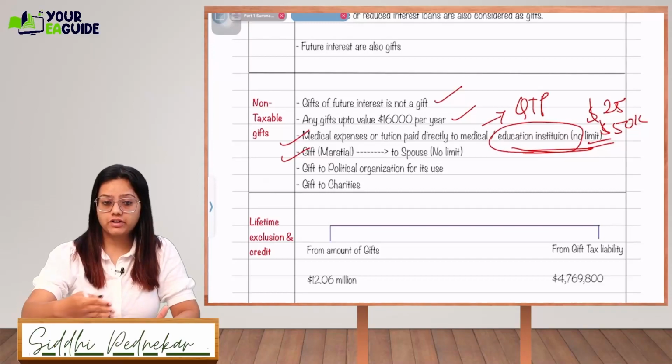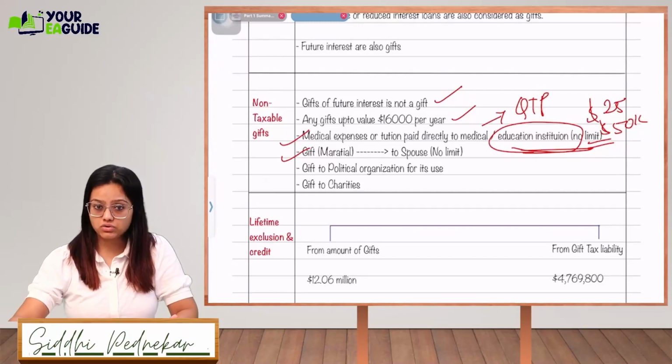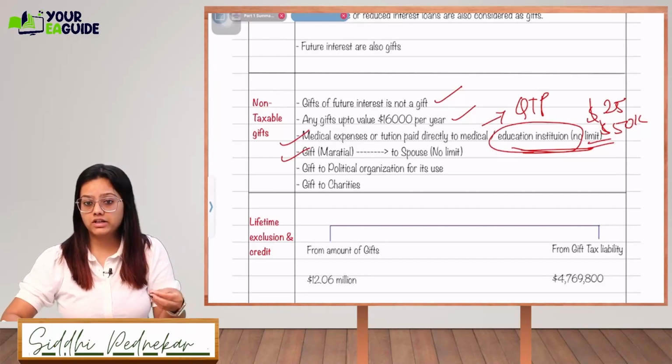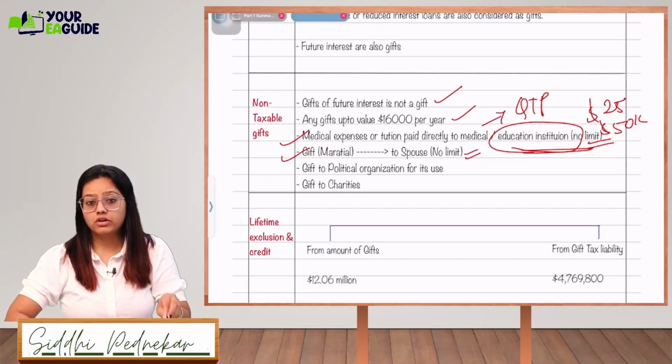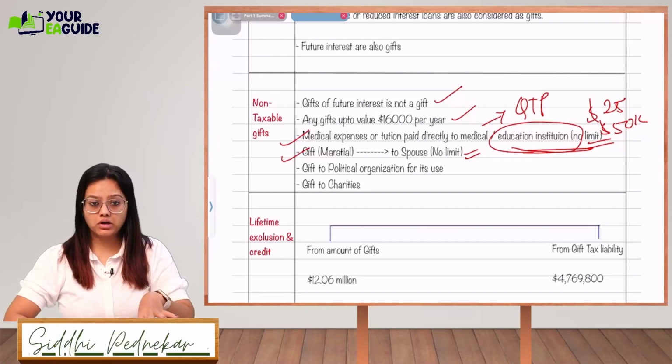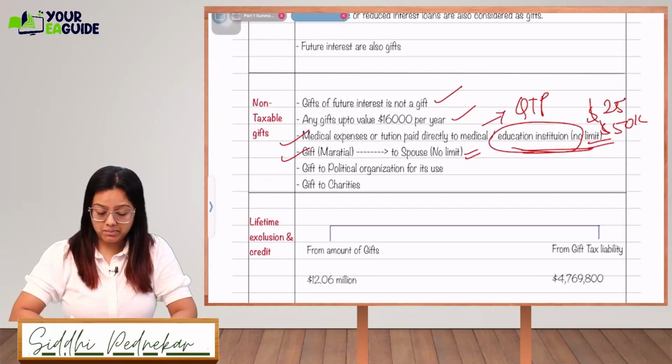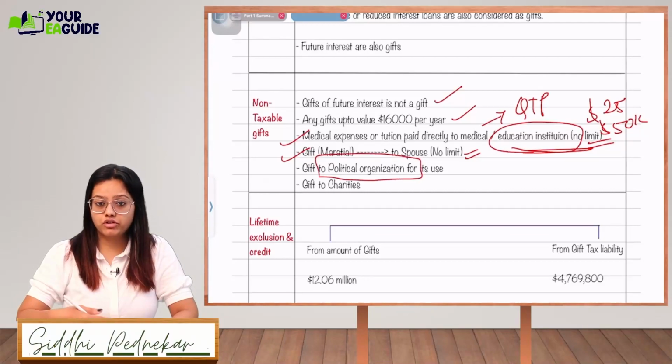Next is gift of marital interest, meaning at the time of marriage. After marriage, if a taxpayer is gifting something to the spouse, it is called a gift of marital interest. There will be no limit for this purpose. A gift to a political organization for its use will not be called a gift and no gift tax will be leviable.